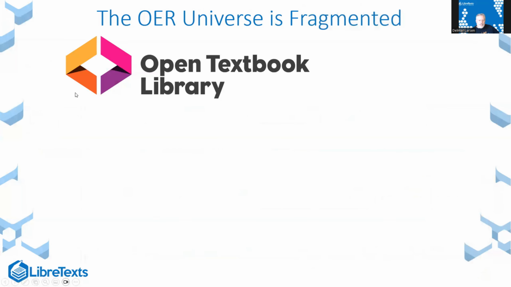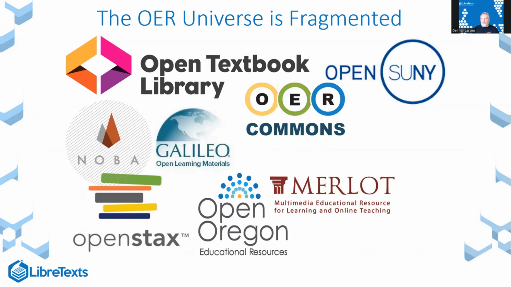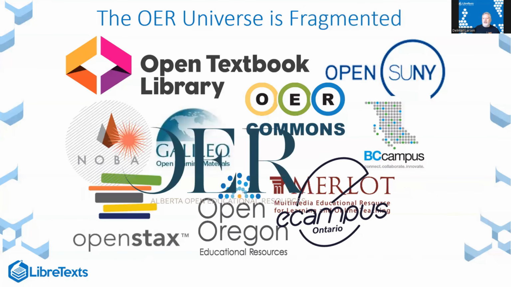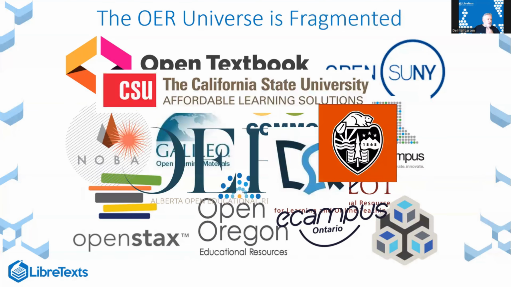So the reason that the LibreVerse exists, at least specifically the libraries exist, is because the OER landscape is fragmented. Anyone who's been exposed to or is new to OER, one of the first things that you notice is that you can find OER, or links to OER, in a wide variety of places. For example, the Open Textbook Library, OER Commons, OpenStax, Merlot, OpenSUNY, Galileo, OpenOregon, NOVA, BC Campus, Ontario, Alberta, Hawaii, Saylor, California State University System, Oregon State University.